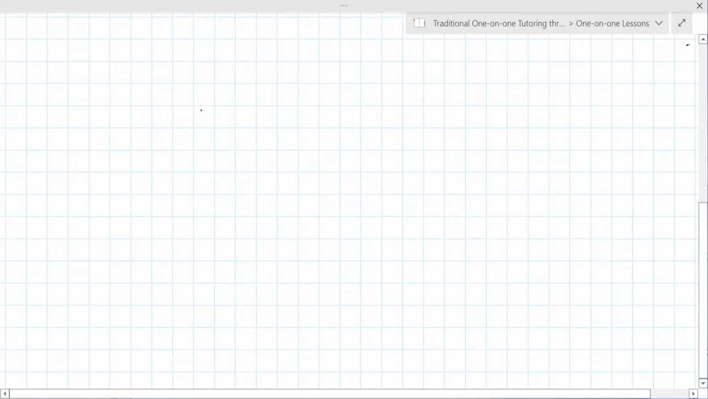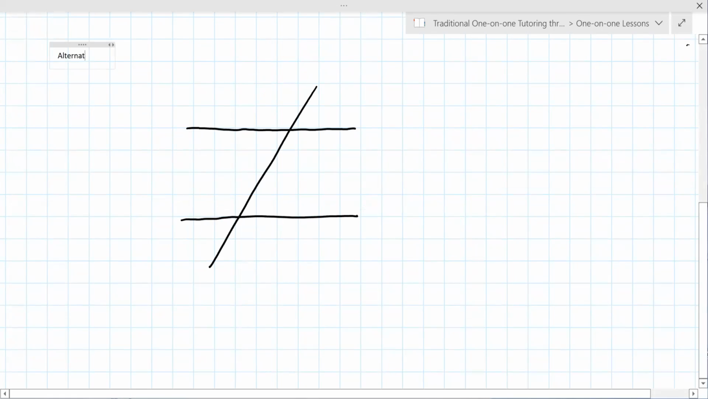So again, I'll just start out with two parallel lines cut by a transversal, and we're first going to talk about what are called alternate interior angles. I'm sure you heard that in class today. Angle 1 and angle 2 are considered alternate interior angles, and they are congruent. So alternate interior angles, you can write to yourself, are always congruent.